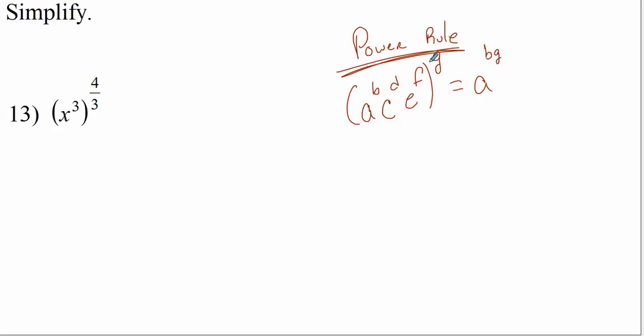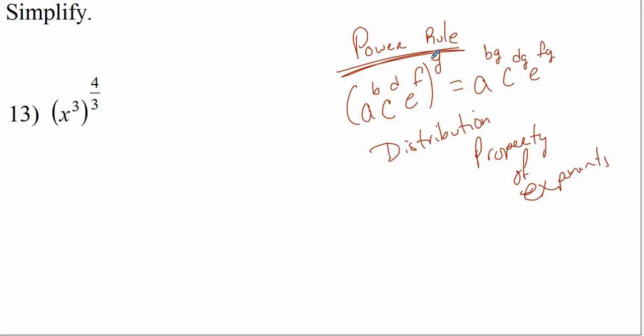You notice I multiply them. So what I'm doing is this is actually like the distribution property of exponents. So this g gets multiplied by this exponent, this exponent, and this exponent. So b times g, d times g, f times g. So what happens here is I am going to take x to the 3 times 4 over 3.